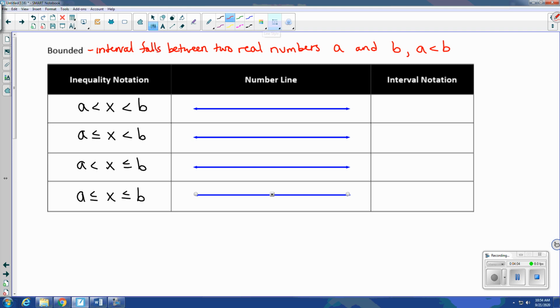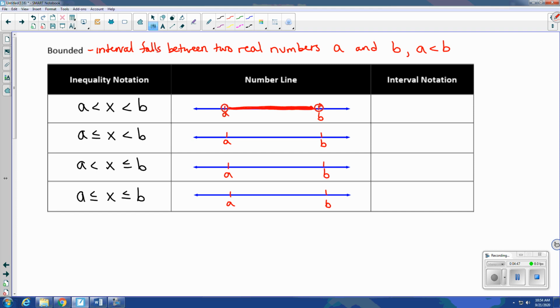So let's put these on a number line. Because they're falling between two numbers, let's just plot A and B on all of these to start. Now, first one, x is between A and B. Now, A and B are not included. When something's not included in the set, we're going to put open circles on that value and then fill in what's in between. So that would represent everything in between A and B, with the exception of including A and B.